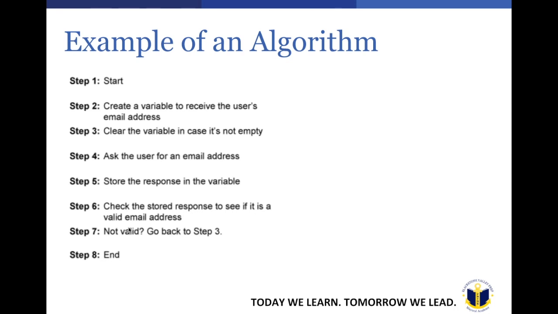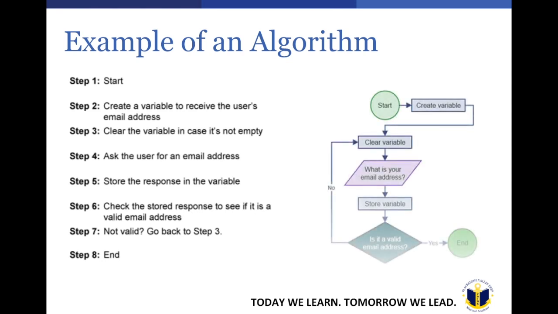Sometimes we visualize computer algorithms in the form of a flowchart, and so as you develop your apps, you might do the same thing. Here is the same set of instructions written as a flowchart. So we start the program, we create the variable to save the email in, we clear that variable in case it has any answers, we ask, what is your email address? We store that variable, and then we check, is it a valid email address? If it's not, we repeat the process, we clear it, we ask again. If it is an email address, we'll end the app.